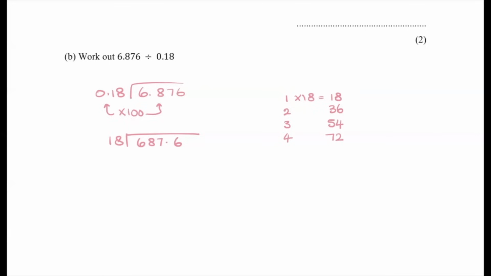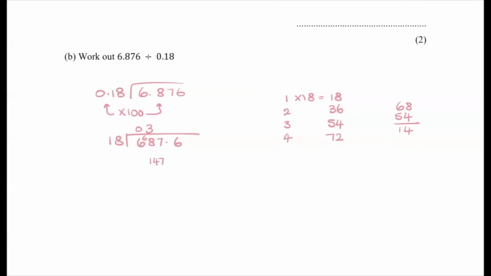I've got to do 18 into 6, which obviously won't go. Carry that 6, and now I'm doing 18 into 68. So I can see from my list that that will go 3 times, and I need to see what's left over. So 68, take off the 54, and that gives you 14. So I'm carrying 14 over to the 7, which isn't going to make it very easy to see, so I'm just going to pop it underneath.